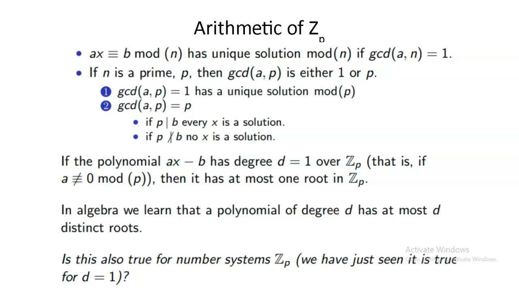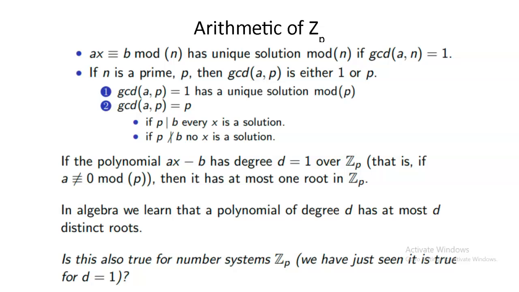Any linear congruence ax ≡ b mod n is said to have a unique solution mod n if the GCD of a and n is 1. If n is a prime number p, then the GCD of a and p should be either 1 or p itself. If it is 1, it has a unique solution mod p. If it is p, then p divides b, so either every x is a solution or no x is a solution.